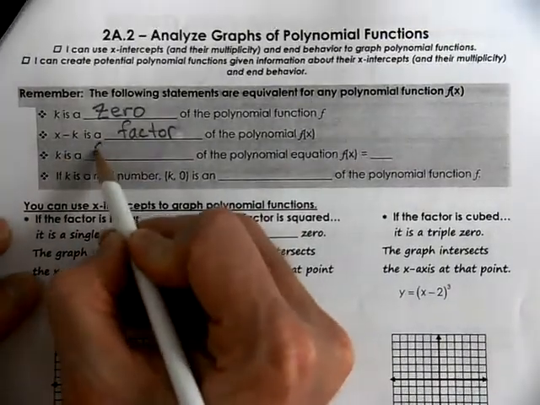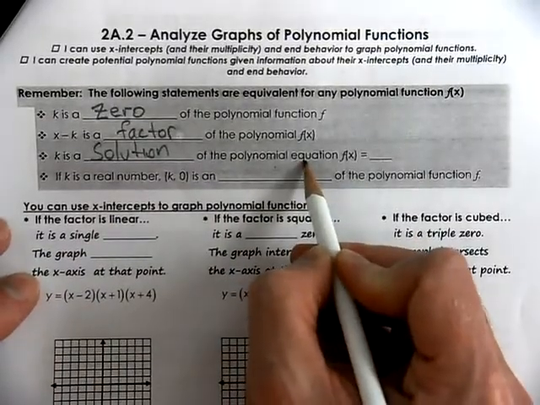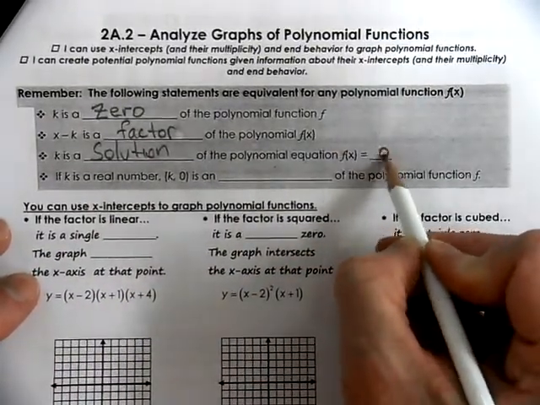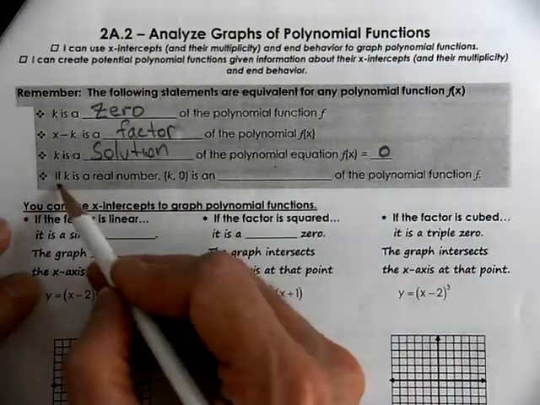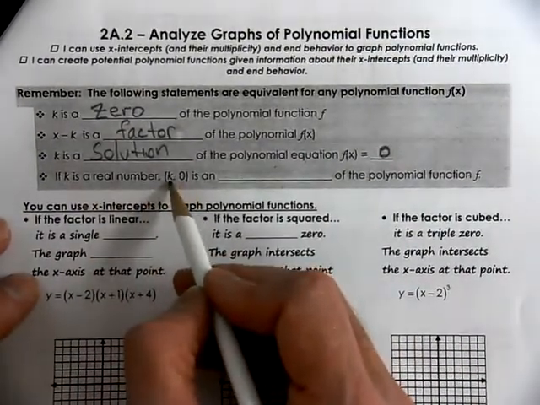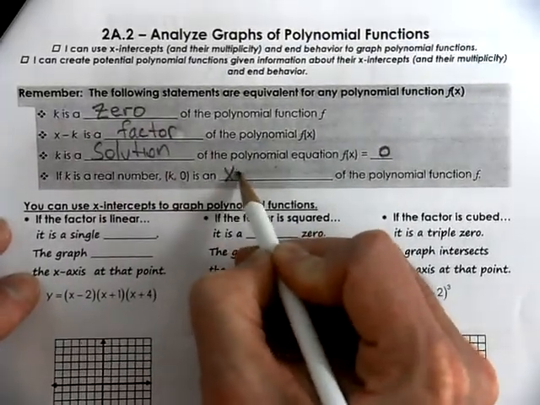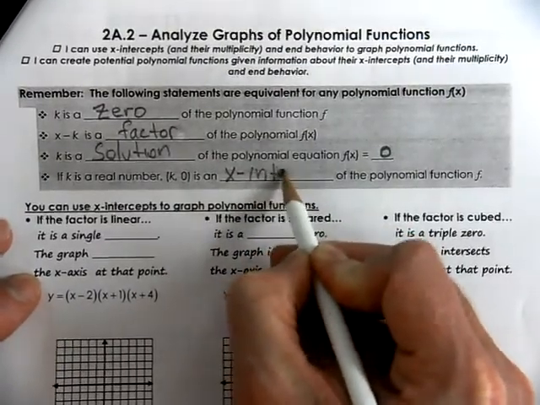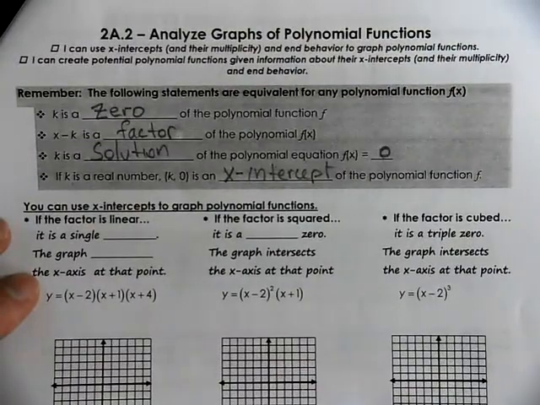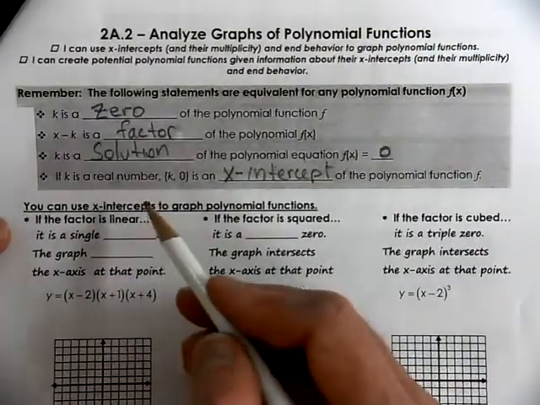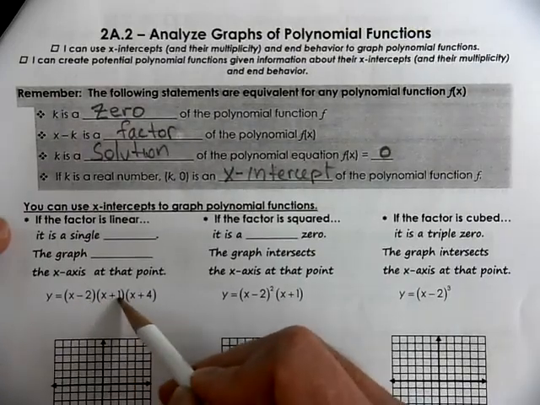The k-value is a solution of the polynomial equation f of x equals 0. And if k is a real number, then k comma 0 is an x-intercept of the polynomial function. So we can tell a lot by this value, and they're considering this to be the k-value.